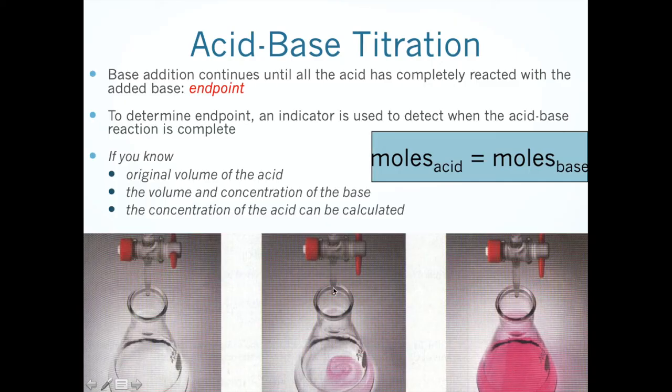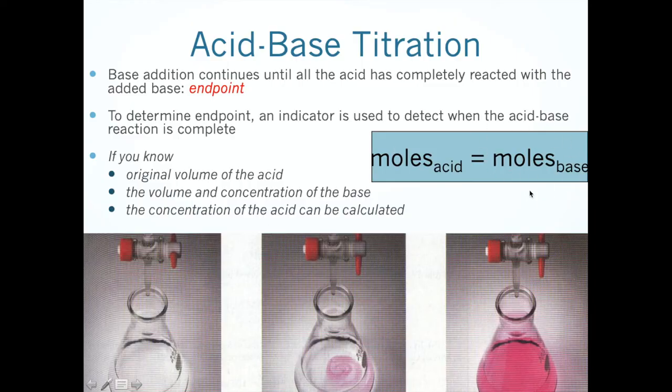Where the drops of sodium hydroxide hit your vinegar, it turns pink temporarily, but since there's an excess of vinegar in here, that pink color disappears. As soon as that pink color stays, you know that you've reached the end point of your titration. At that point, you would make a note of your final volume of sodium hydroxide. So that's how we do the calculation.